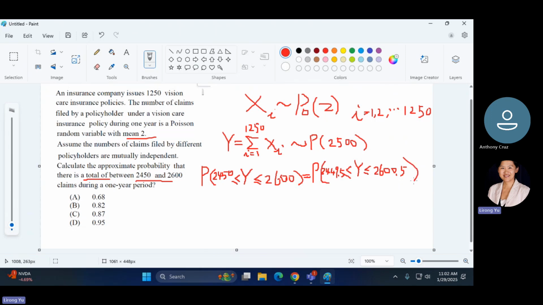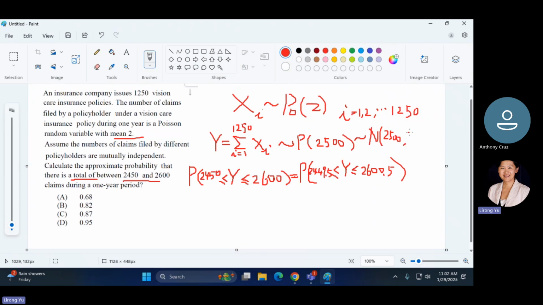So that's the boundary. Now we're working with a normal distribution, trying to approximate this with a normal distribution. The mean will still be 2,500 and the variance will still be 2,500. This is the variance, not the standard deviation. For the standard deviation, you have to take the square root of it. So we convert it to a normal distribution because the sample size is so large.